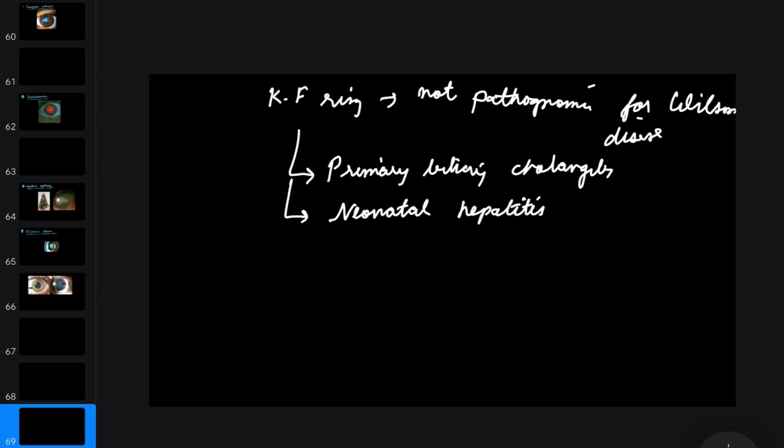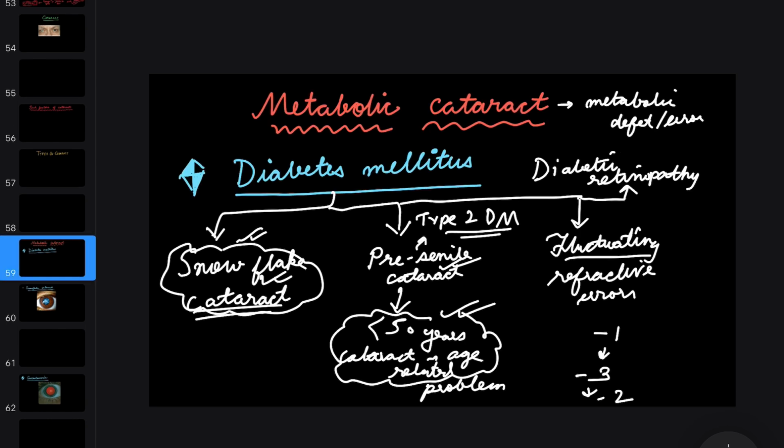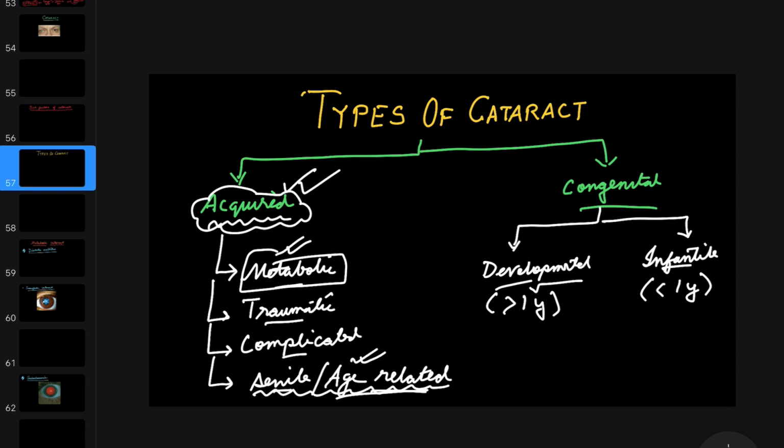So that more or less completes our discussion on the metabolic forms of cataract. So metabolic cataracts is done. Now the other forms of cataract, that is traumatic, complicated and senile, we will discuss them in the next video. Okay. This video I think has already become a little longer than I expected it to be, but these topics we'll talk about later in our later video.